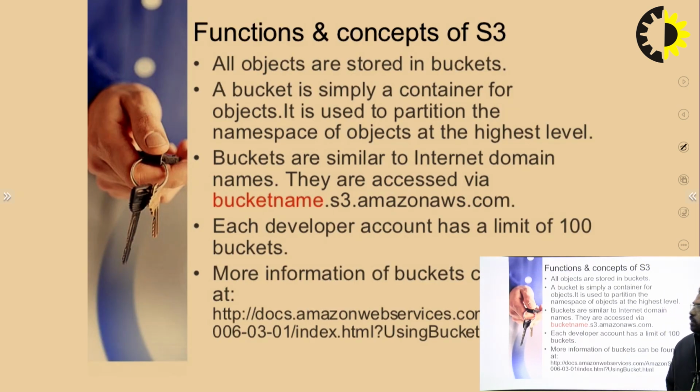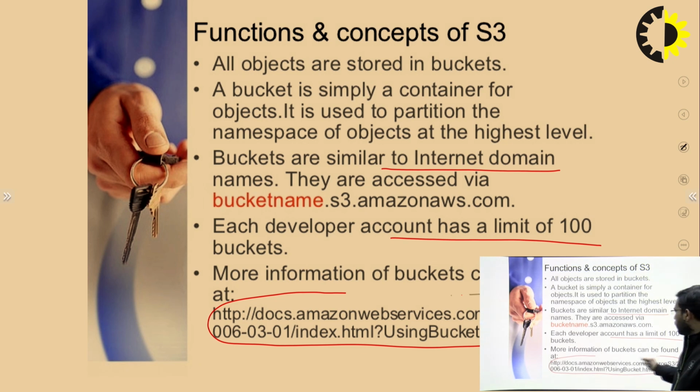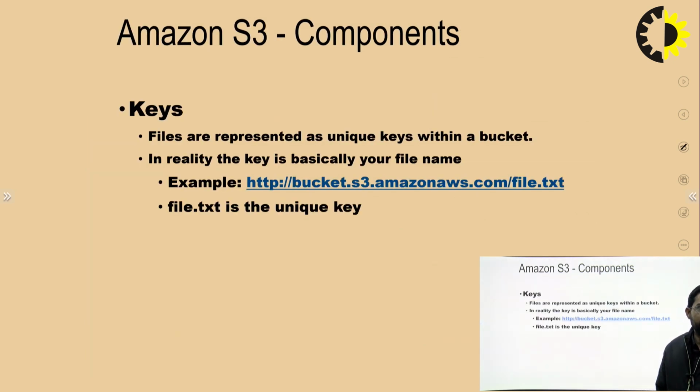All objects are stored in buckets. I already said that a bucket is simply a container for objects. It is used to partition or namespace objects at the highest level. Buckets are similar to internet domain names, and they are accessed via bucket names at s3.amazonaws.com. Each developer account has a limit of 100 buckets. More information about buckets can be found using that particular link, including the use and concept of the bucket.